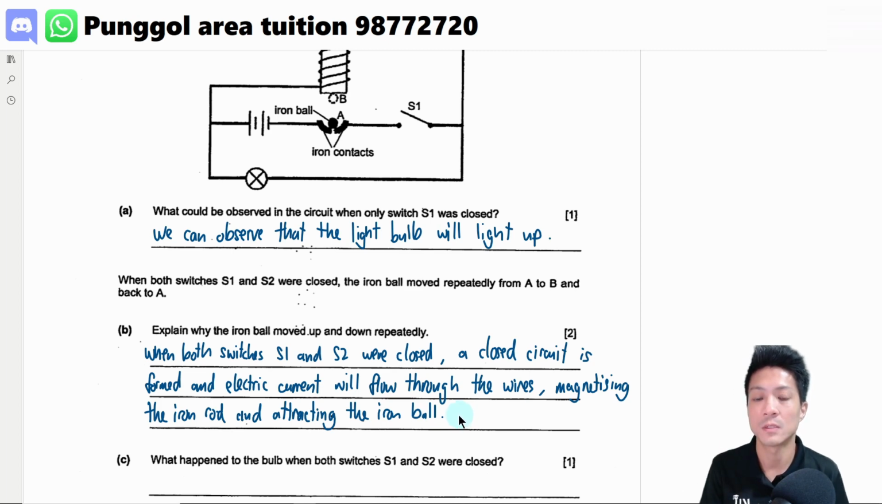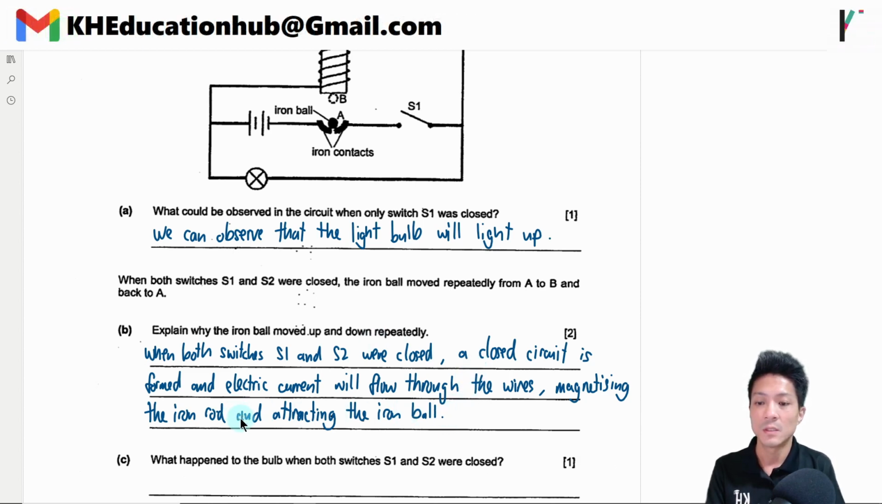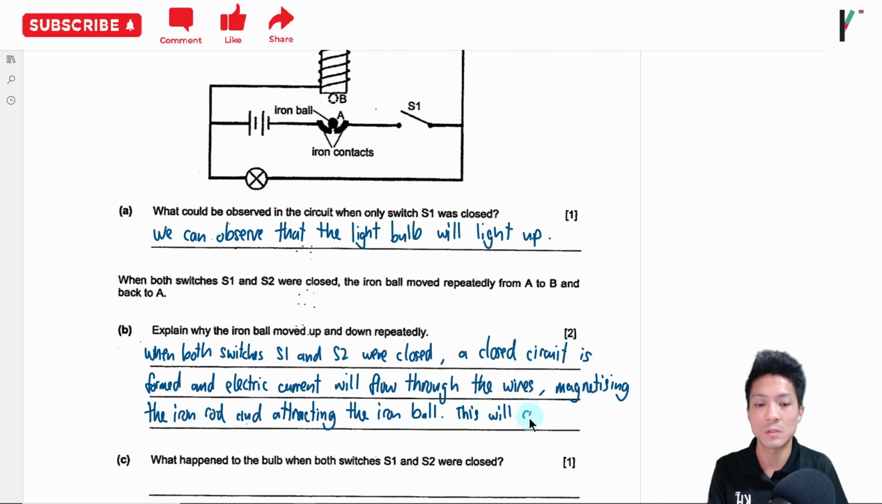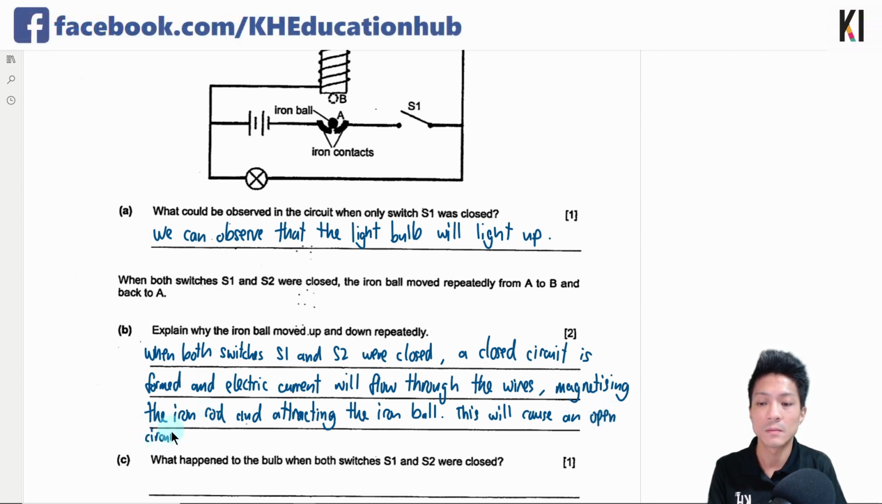Okay, I've already explained why it moved up, so now I'm going to explain why it moves down. In this case, this will cause an open circuit to form at the iron contacts.